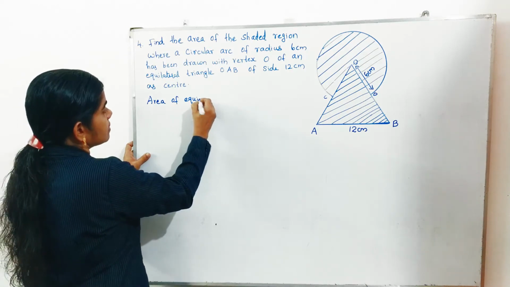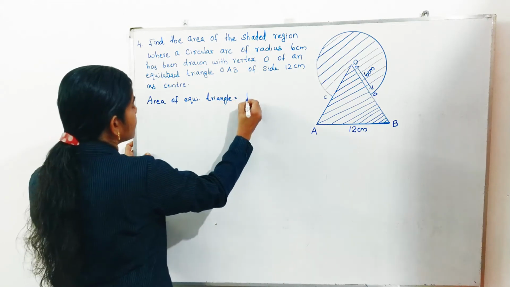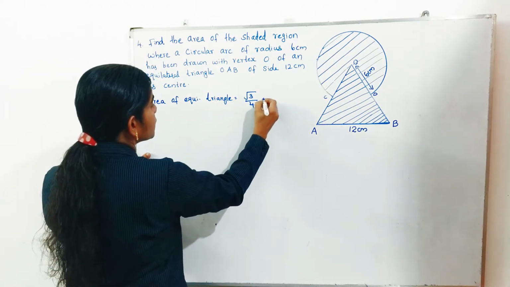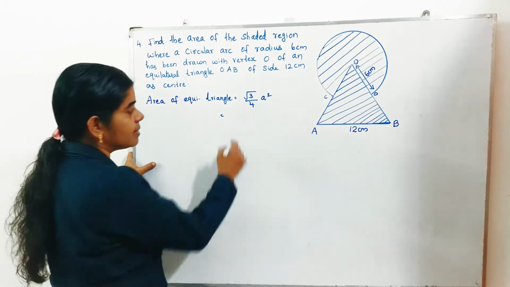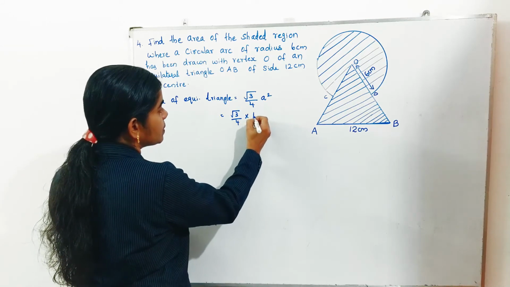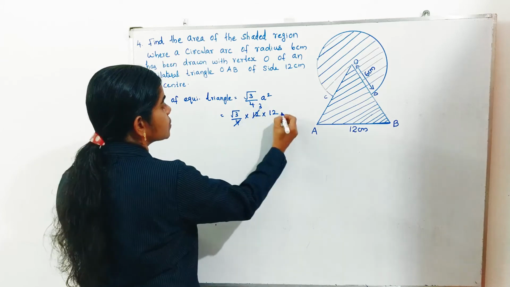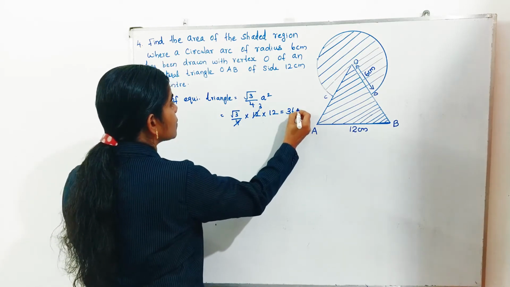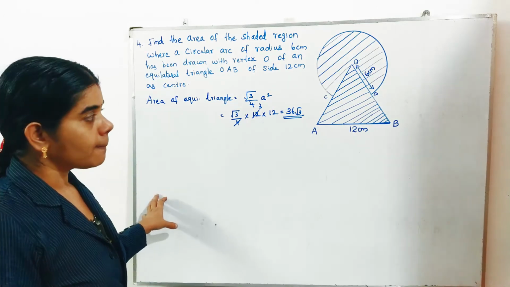Area of an equilateral triangle is equal to, we already studied one formula, that is root 3 divided by 4 a square. Here a means the side of the equilateral triangle. So root 3 divided by 4 into 12 into 12. So we can cut this. So 36 root 3 will be the area of the equilateral triangle.